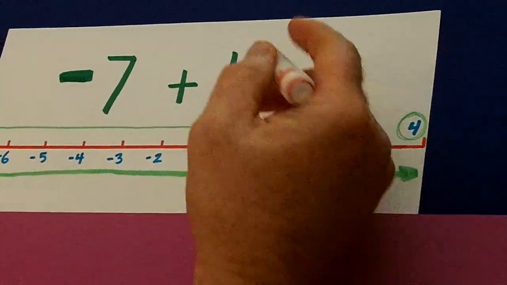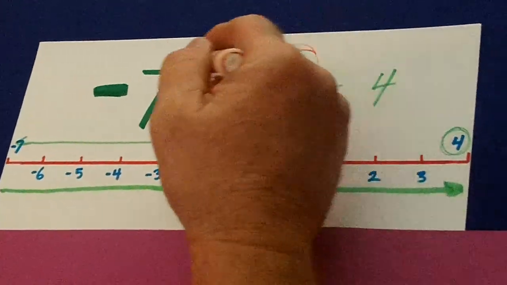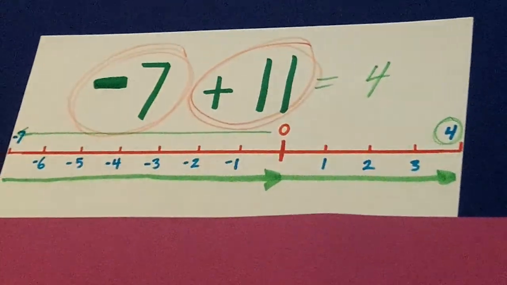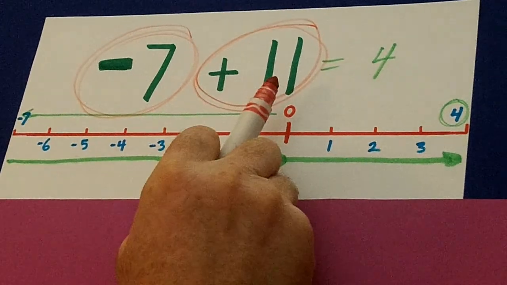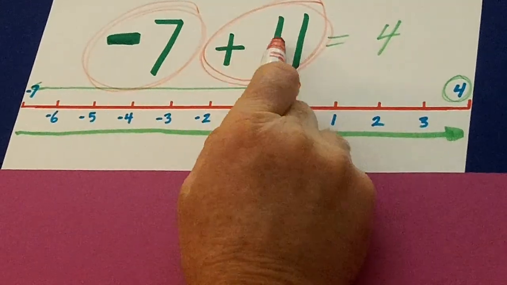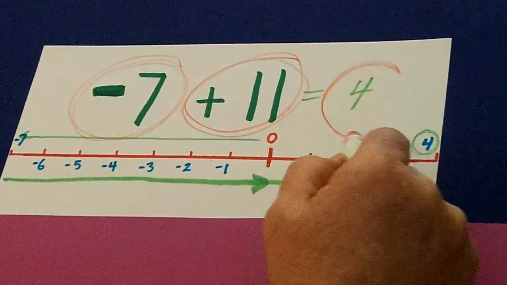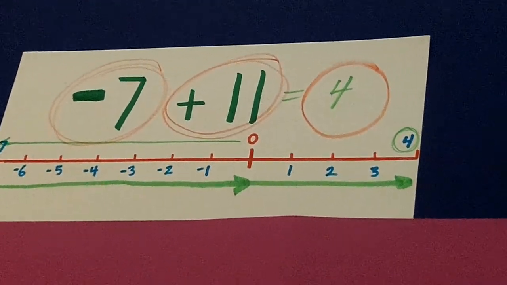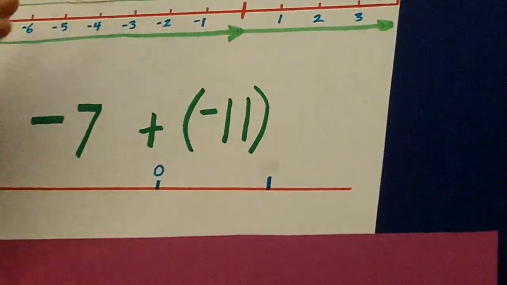Now, watch this. If you want a good pattern or a good rule to follow, if you've got one positive and one negative, you see which number is bigger. The positive number is bigger by 4, and there's your answer. Okay? All right, next one.